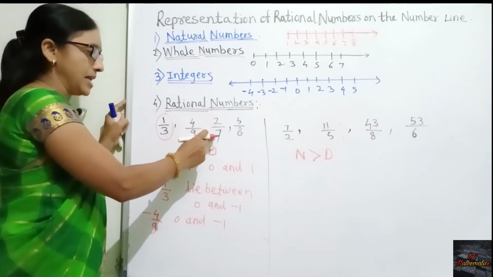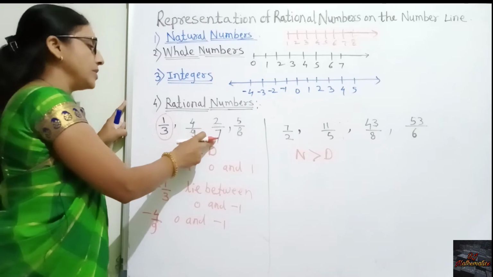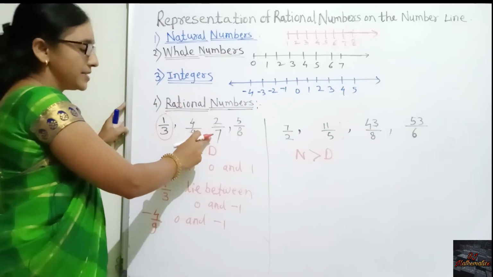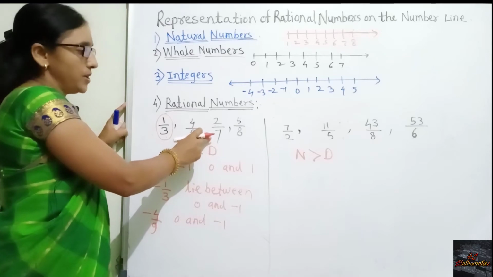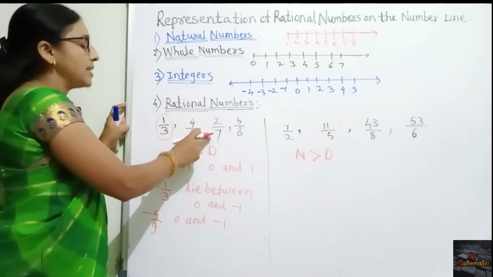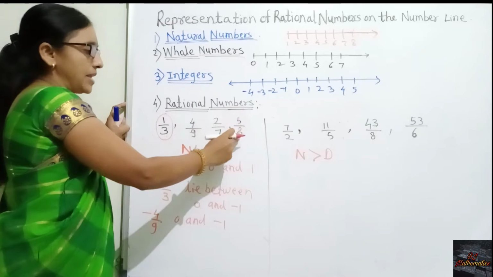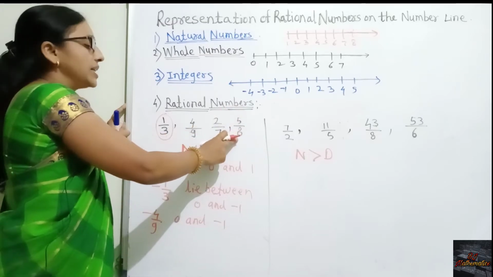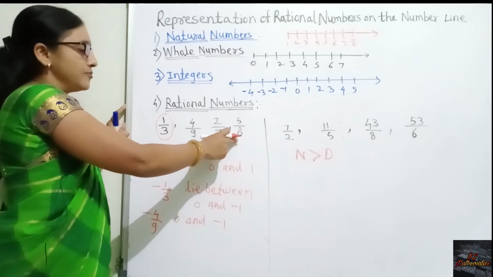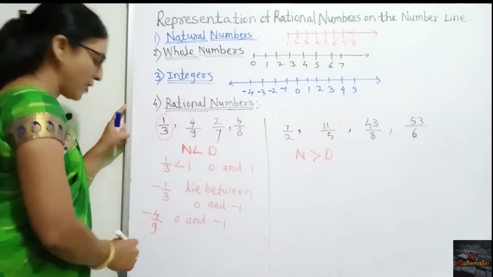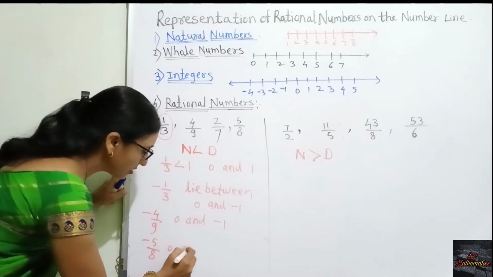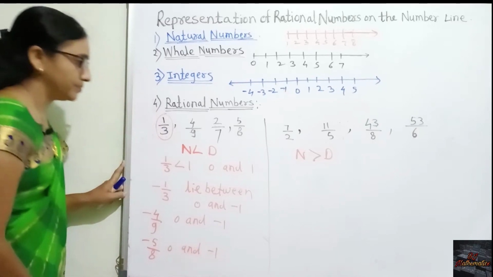2 is less than 7. It lies between 0 and 1. And if minus 2 by 7 is there, then it lies between 0 and minus 1. 5 is less than 8, means numerator is less than denominator. It lies between 0 and 1. And if minus 5 by 8 is there, it lies between 0 and minus 1.